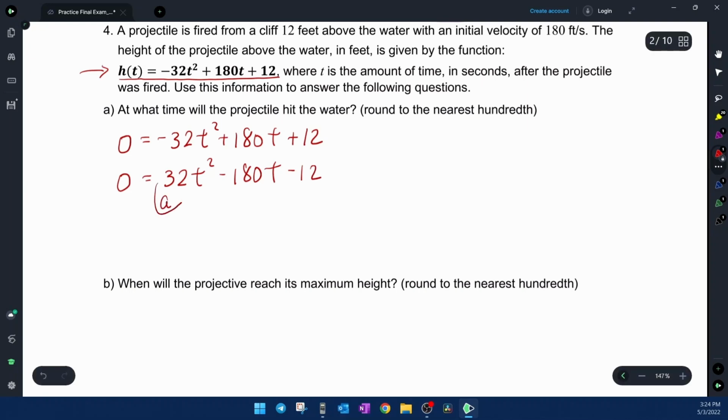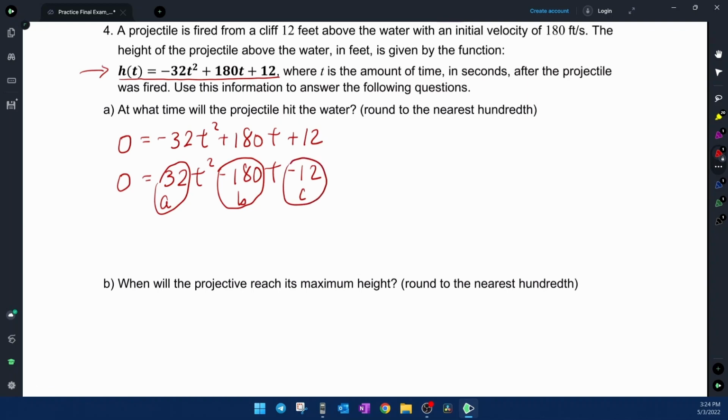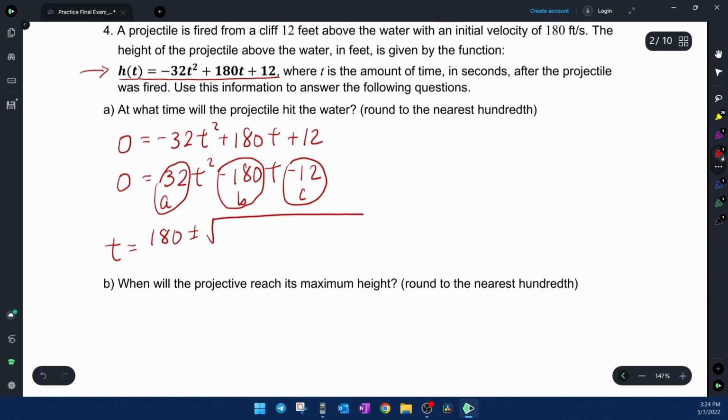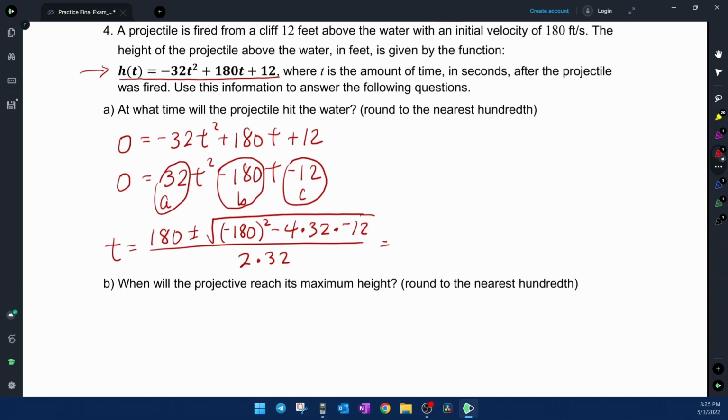So here we can see A is 32, B is -180, and C is -12. And in the quadratic formula, we're going to have t is equal to -B, which would be +180, plus or minus the square root of -180 squared, minus 4 times A times C, all over 2A. And then we need to grab our calculator to calculate this value.